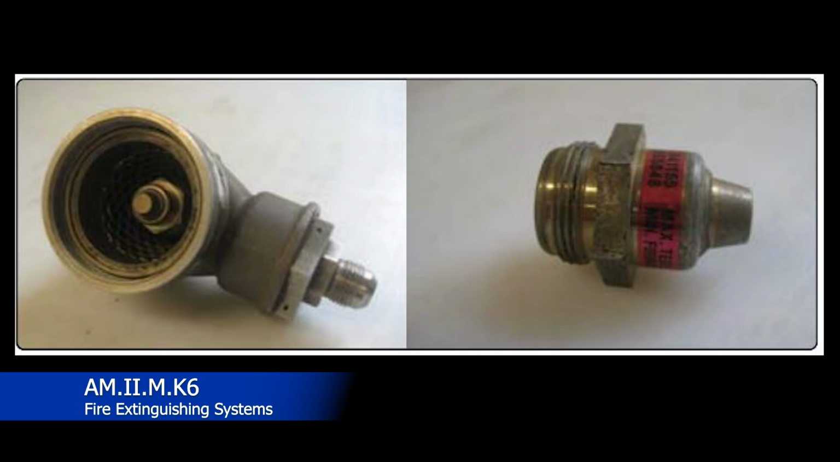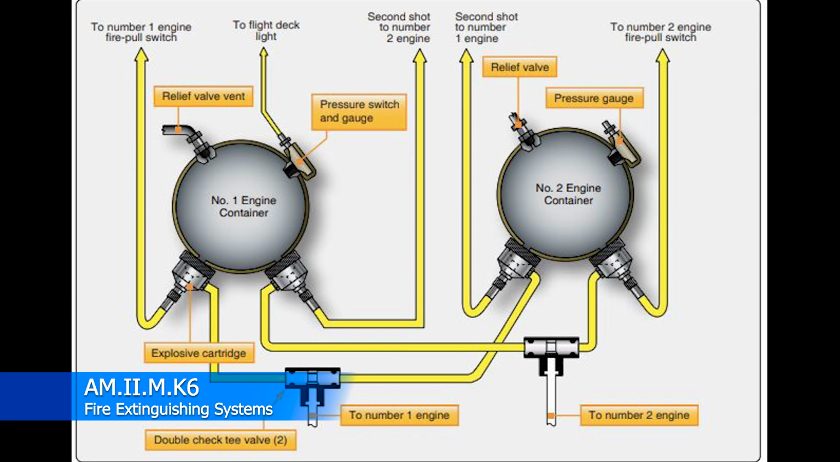All right, so this is kind of an idea of how a fire bottle is tied into the aircraft. We're going to look at the number one engine container, and then we're just going to take it apart. So first off, you have a relief valve vent.